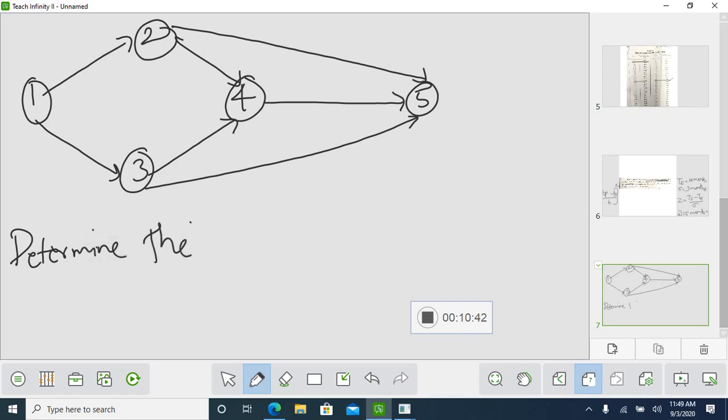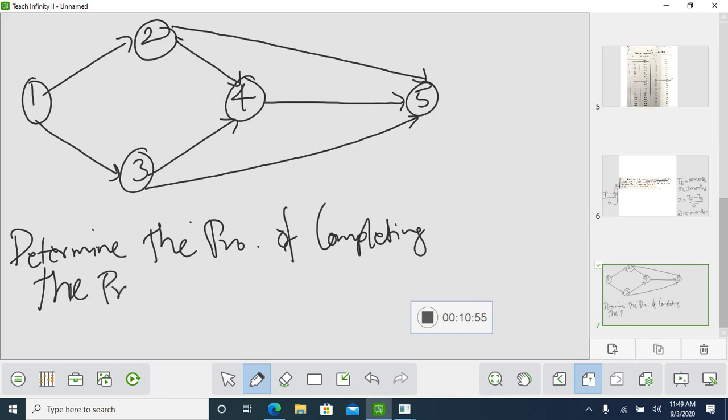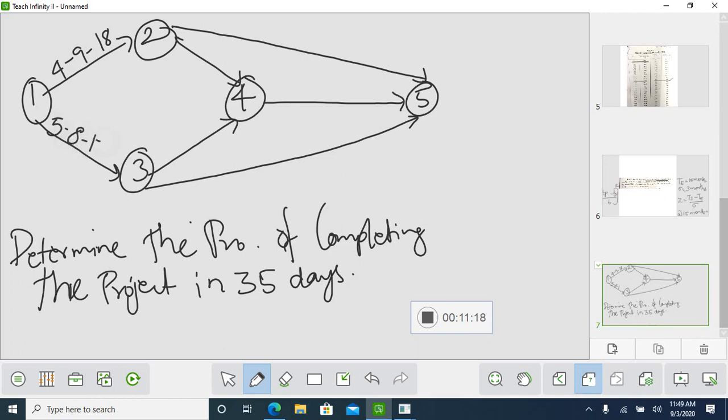So you have to determine the probability of completing the project in 35 days. So in the question they are given the network diagram. They will be giving you optimistic time, most likely time and pessimistic time. So you all know how to calculate the expected time.